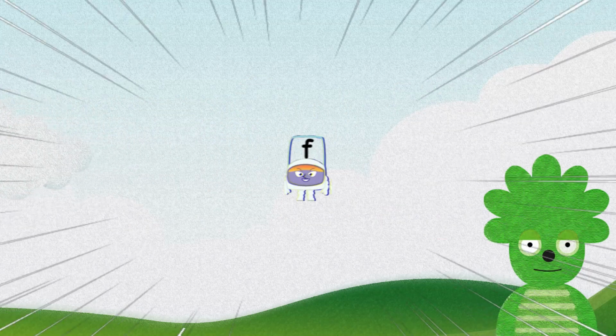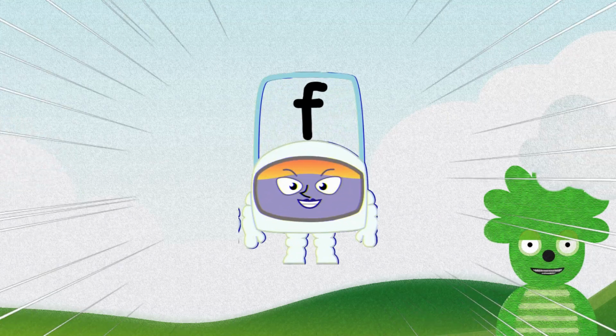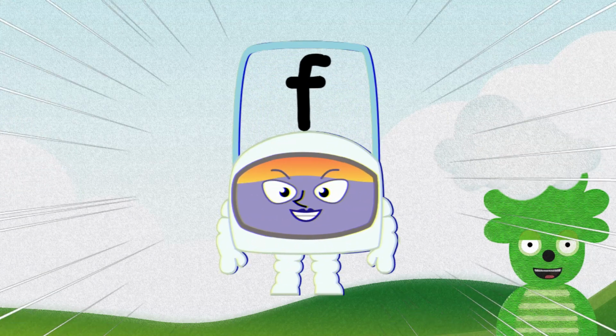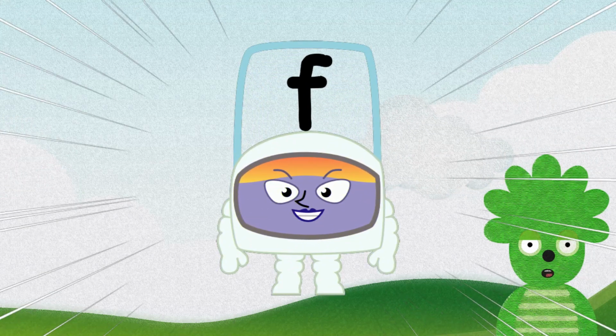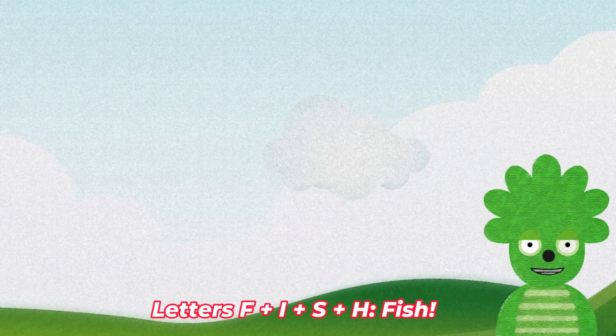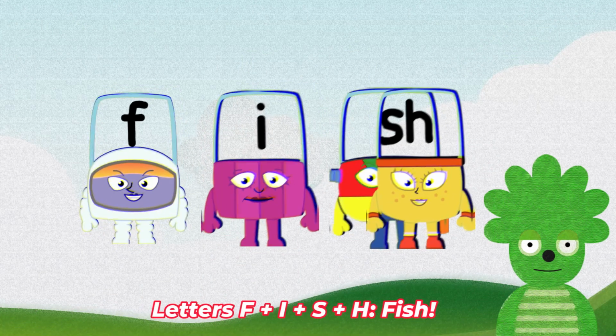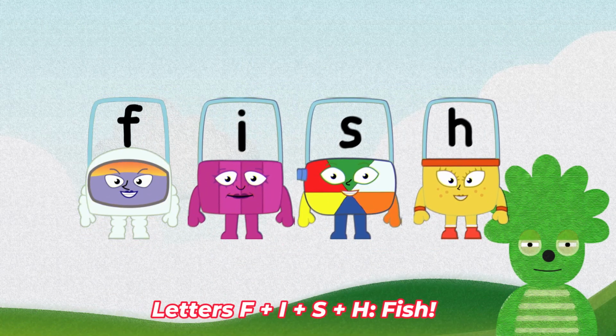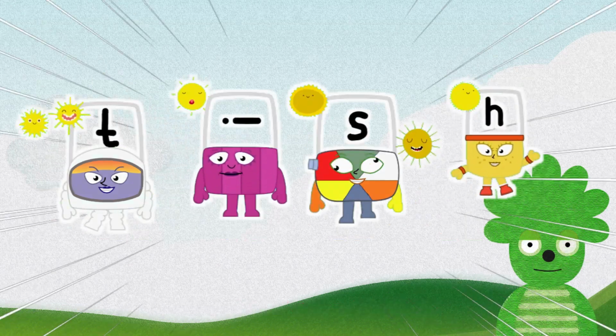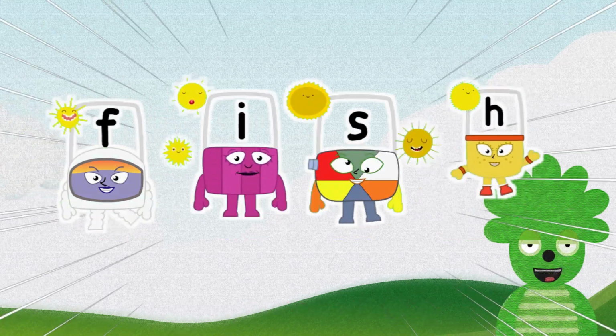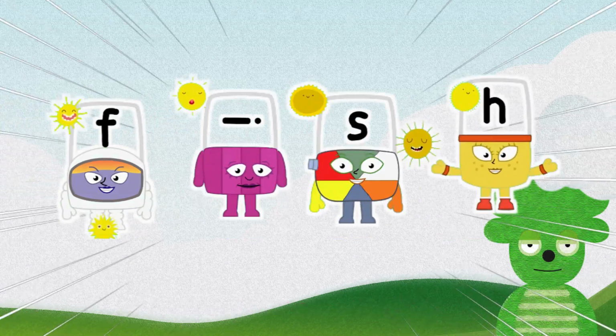Here comes letter F. I make the sound F, like in fish. Let's find a word with F. Letters F plus I plus S plus H, fish. Great, you blended F, I, S, and H to say, fish.